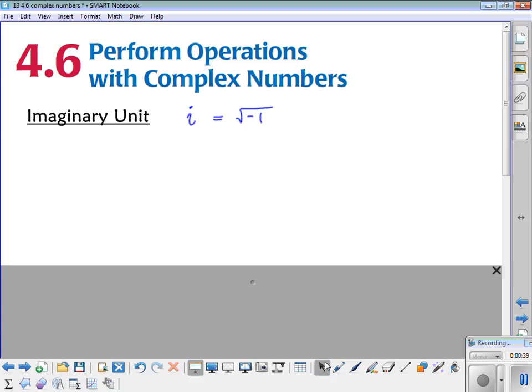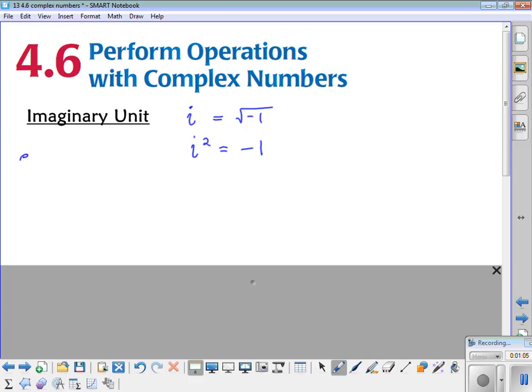And so if I were to square i, i squared is going to equal, what do you think? Well, when you square something, it undoes the square root, right? So i squared is equal to -1. Okay? So the square root of -1 times the square root of -1 is going to equal -1.